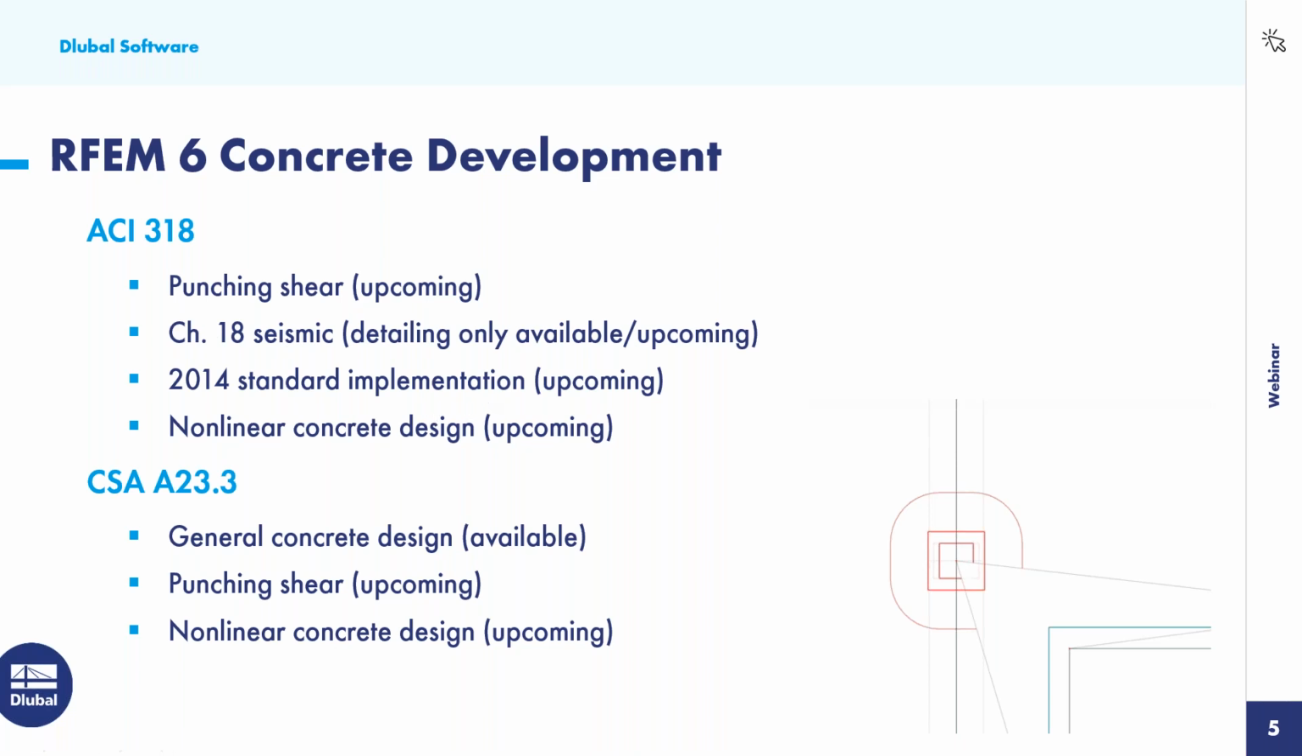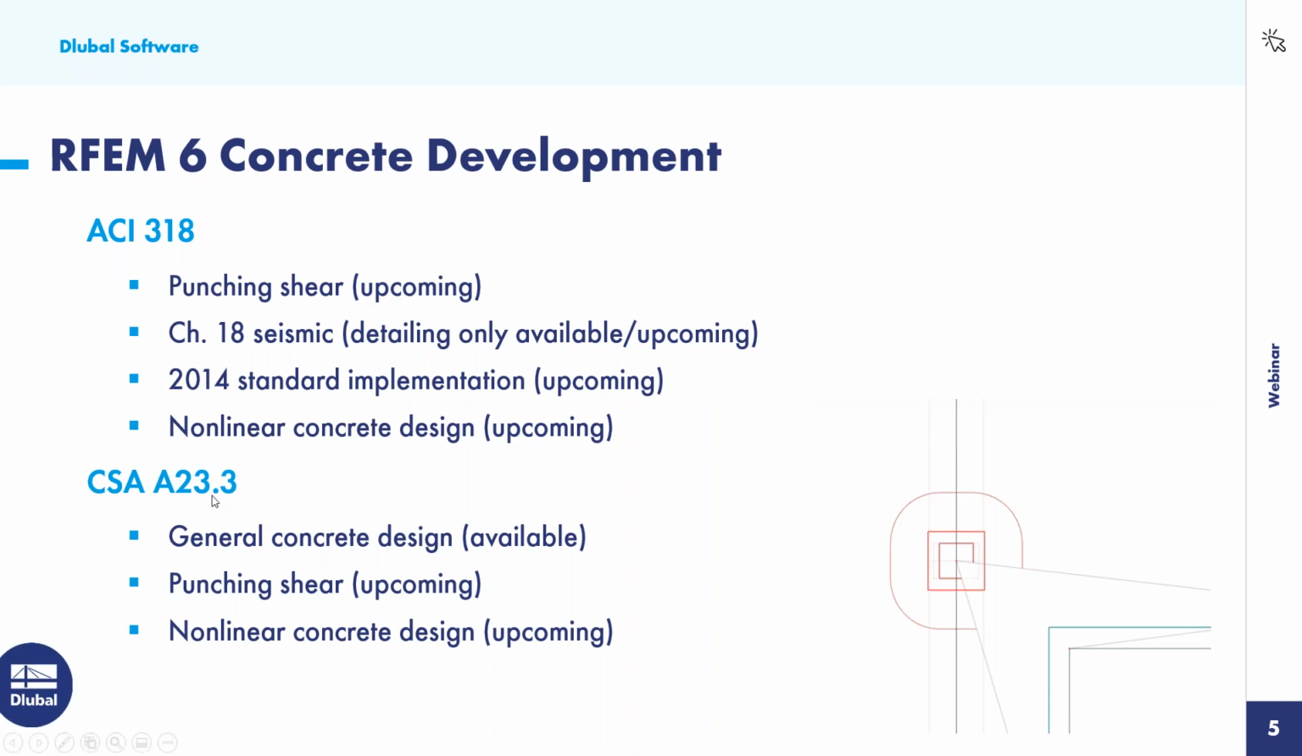RFEM 6 was completely rewritten in an updated programming language. So we initially started off with the most recent standard, the 2019. We'll go ahead and add in the older version as well. And nonlinear concrete design is also in development. So this can actually consider the true cracked cross-sectional properties for members and surfaces for that nonlinear design.